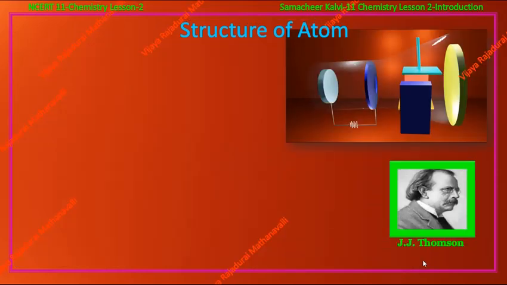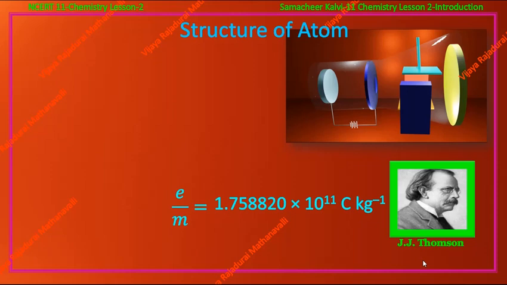J. J. Thomson made accurate measurements of the amount of deflection observed for electrons depending on the electric field strength or magnetic field strength. So he was able to determine the value of the e/m ratio. He found that the e/m ratio value is 1.758820 × 10^11 coulomb per kilogram. Here m_e is the mass of the electron in kilograms and e is the charge on the electron in coulombs.